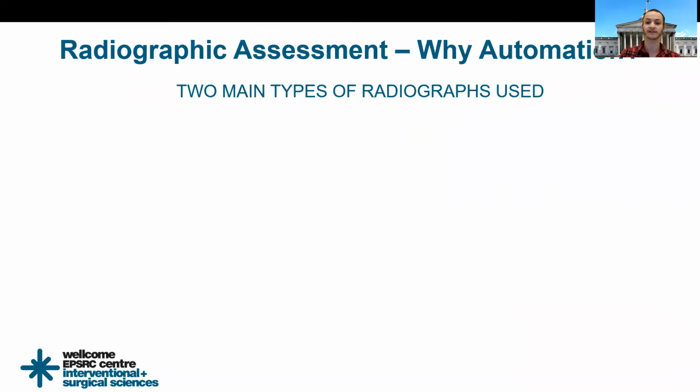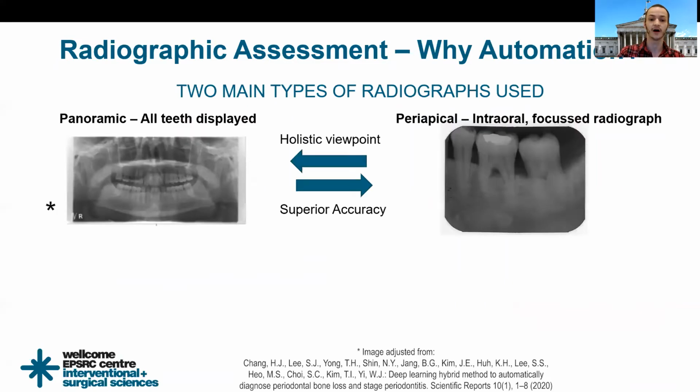Okay, so radiographic assessment, why do we need to automate this? There are two main types of radiographs used. There's panoramic and periapical, as you can see. The panoramic gives a more holistic viewpoint of the entire mouth, whereas the periapical looks at a very focused image of 2 to 4 teeth, and throughout the literature has a superior accuracy to the panoramic radiograph for this method.